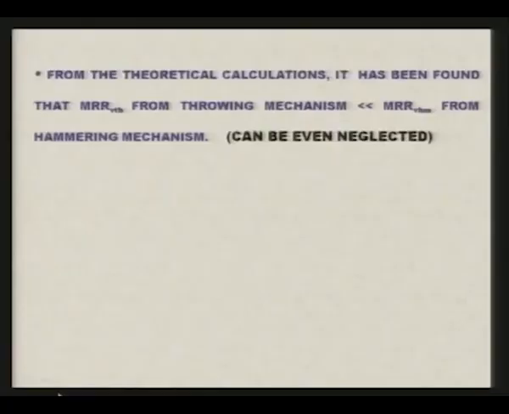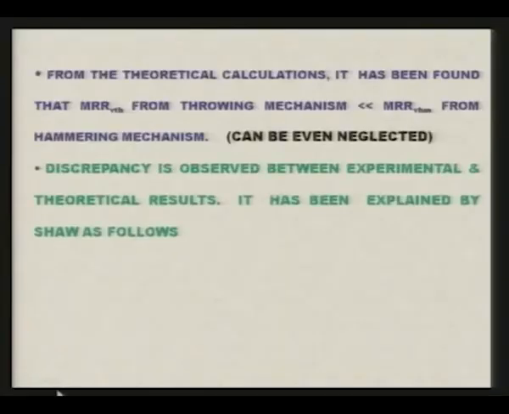From the theoretical calculations, it has been found that the material removal rate from the throwing mechanism is much smaller than MRR VHM, that is, the volumetric material removal rate from the hammering model. It is so many times smaller compared to the hammering model that it can be neglected. A discrepancy is observed between experimental and theoretical results. For the theoretical results calculated by Shaw's model, a lot of discrepancy was observed with the experimental results.